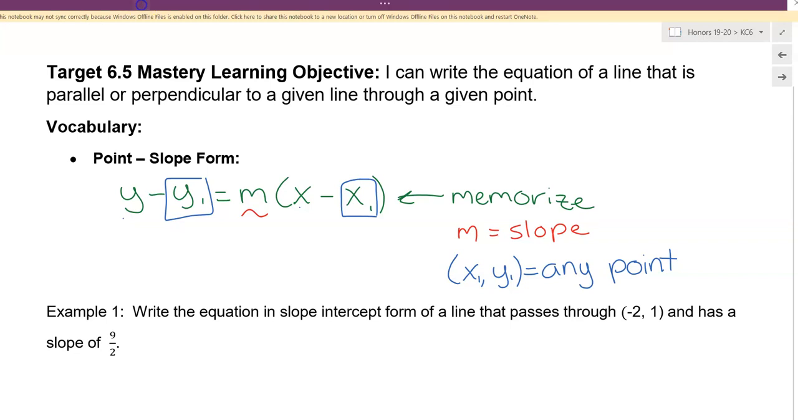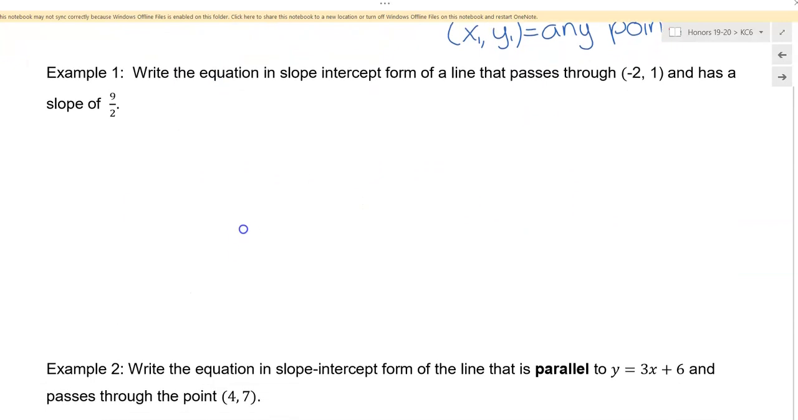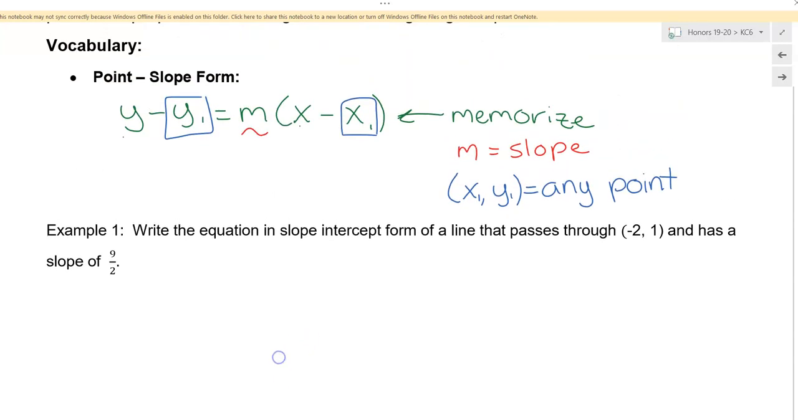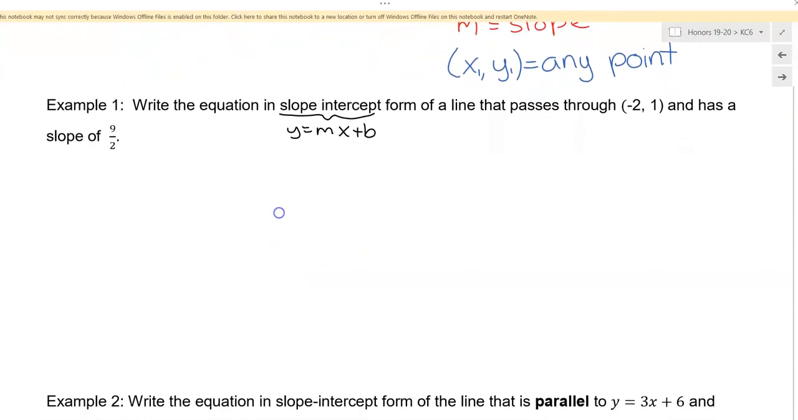So our first example is one where we just write the equation of a line. I want to write the equation in slope-intercept form. So this is point slope form, and we're going to start with that, but we eventually want to get it into slope-intercept form. And remember, slope-intercept form is the one that looks like y equals mx plus b. So we want to make sure we know what that is. It's going to pass through -2, 1, and have a slope of 9/2.